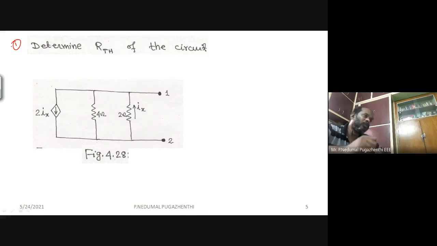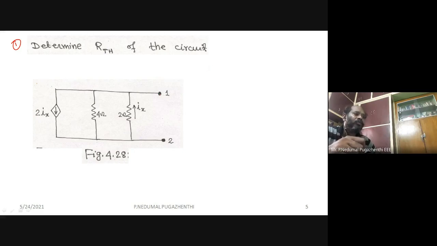First problem: determine the R Thevenin of the circuit. They are not asking you to find V Thevenin, because we cannot find V Thevenin here since you are not supplied with a source. Even if you have a dependent source, there is no independent source available there. So this is the problem. We will not have a V Thevenin here; it is going to be zero. They are asking for R Thevenin.